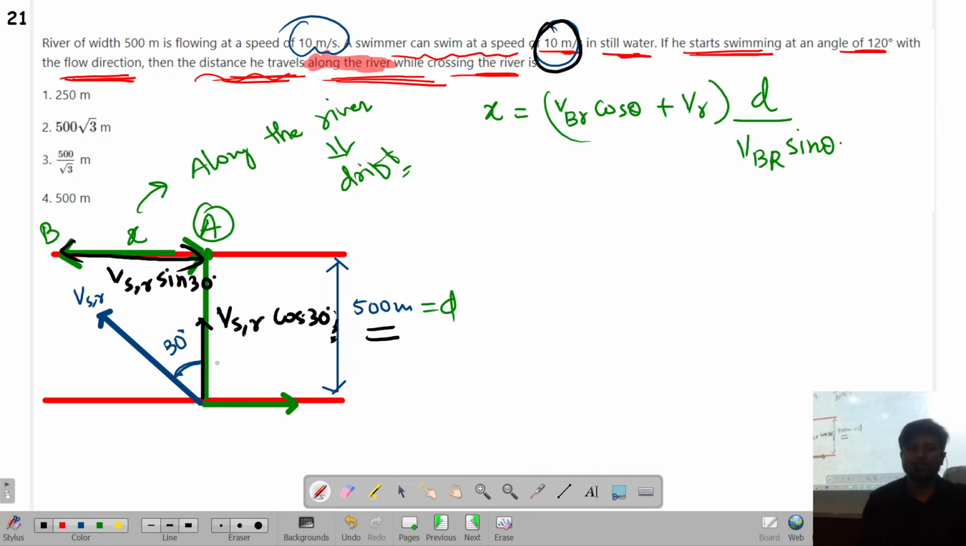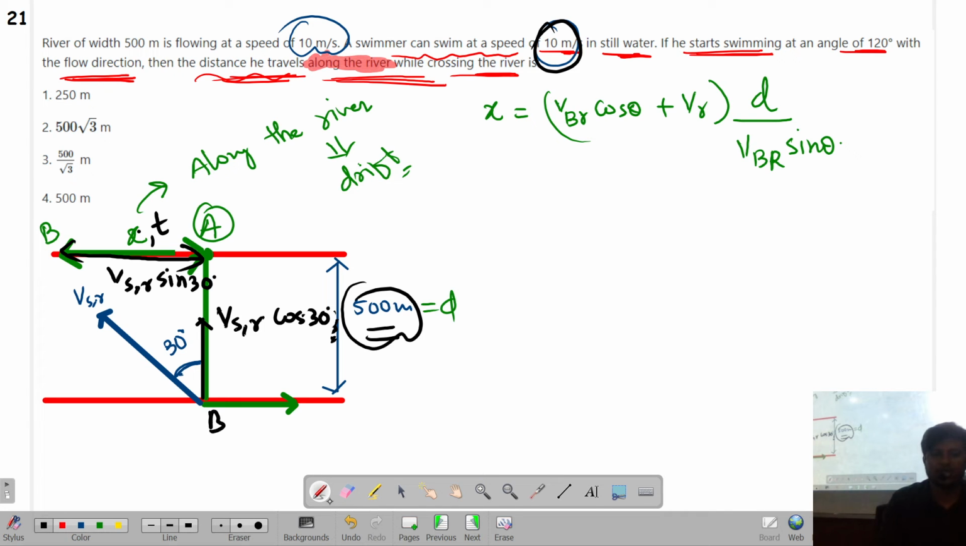So now look over here. If the person swims at 30° with respect to the vertical, this particular 500 meters will be crossed in some time, or not? Tell me yes or no. And this x distance will be traveled in that time only, because the particle is following which path? He is following this path, or not? So is the velocity of the river with respect to still water going to be utilized? No, because the particle is not following this path AB.